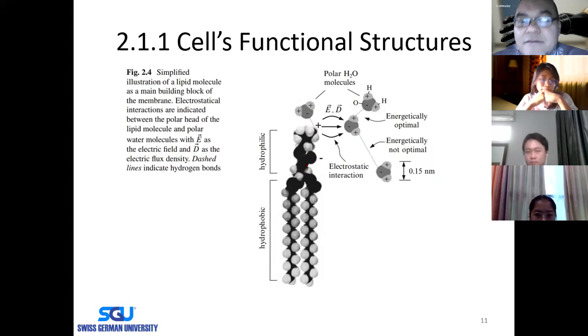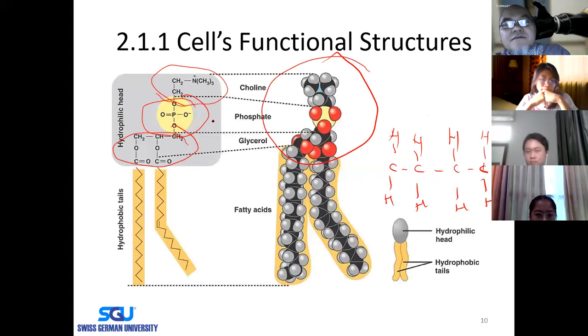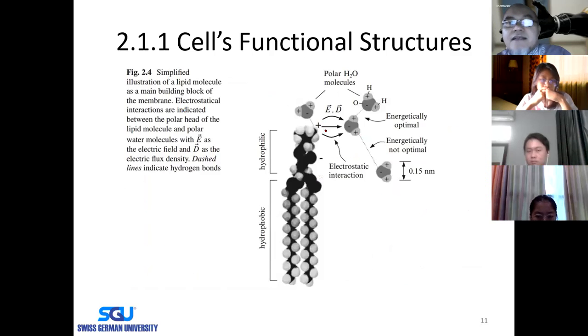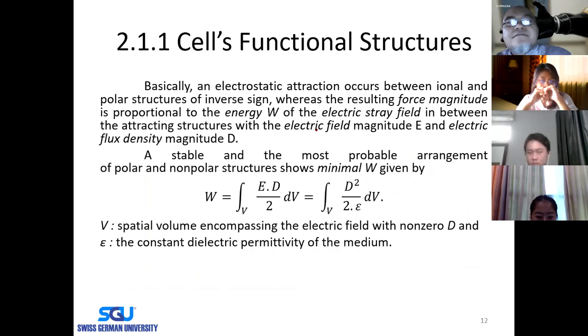And the phosphate functional group here, which is very negative, will bind to the positive charge, which is the hydrogen part of the water molecule. So this is a water molecule. There is E, this is the electric field, and D, the electric flux density.